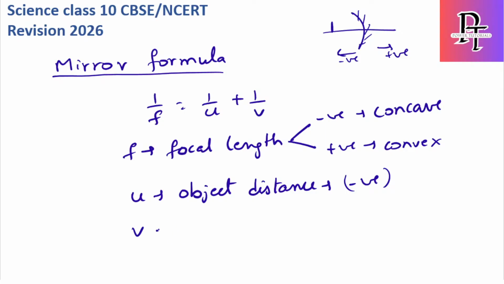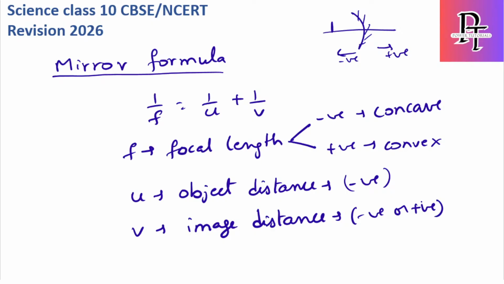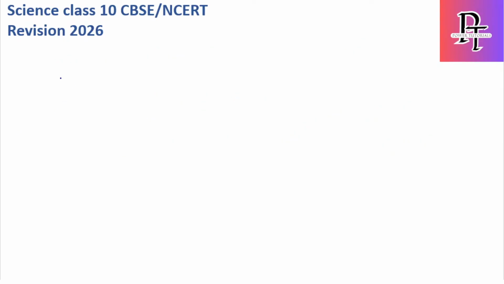And what about v? v is image distance from mirror. Based upon the position or type of the mirror we are using, it can be negative or positive. Okay, fine. And then we have the next formula, which is magnification.